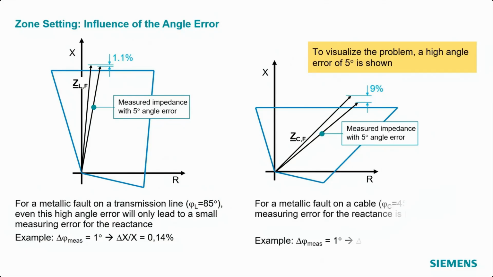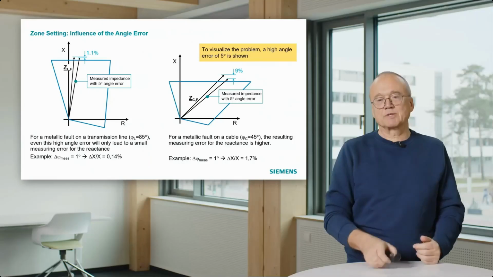And again, if we come back to an angle measurement error of 1 degree, we end up at 1.7% reactance measurement error, which is still an acceptable thing. But that was the case with the cable without fault resistance. Now let's come back to our example with the extreme setting.